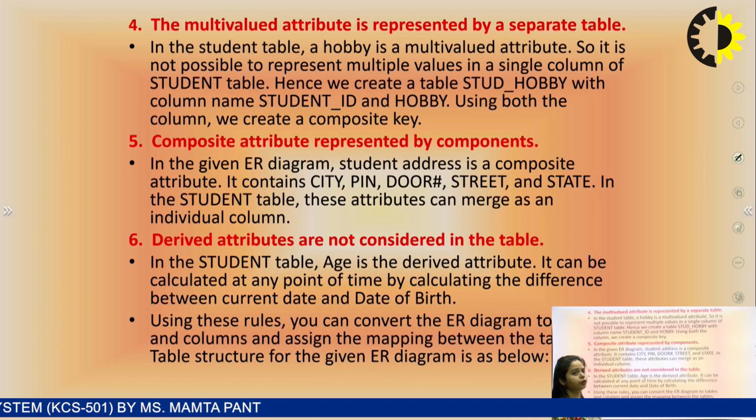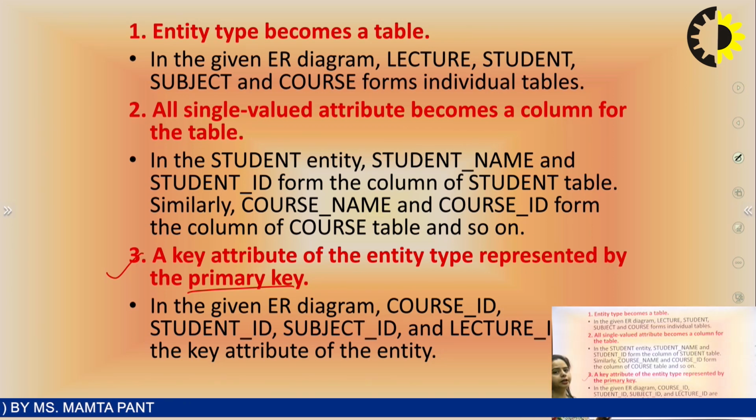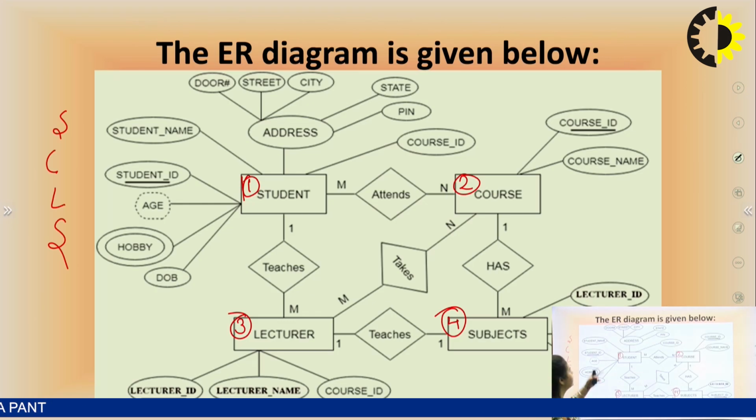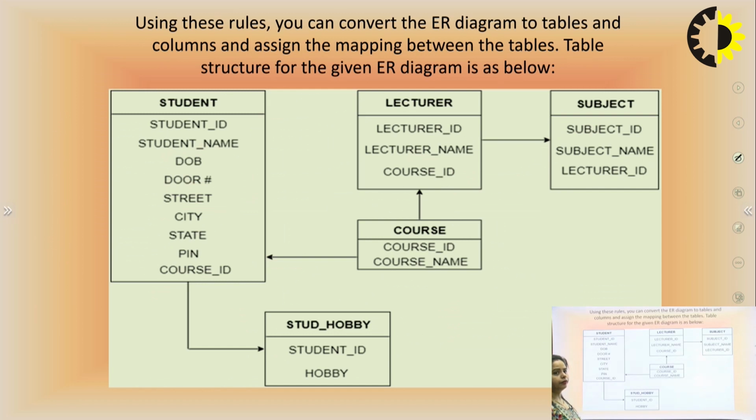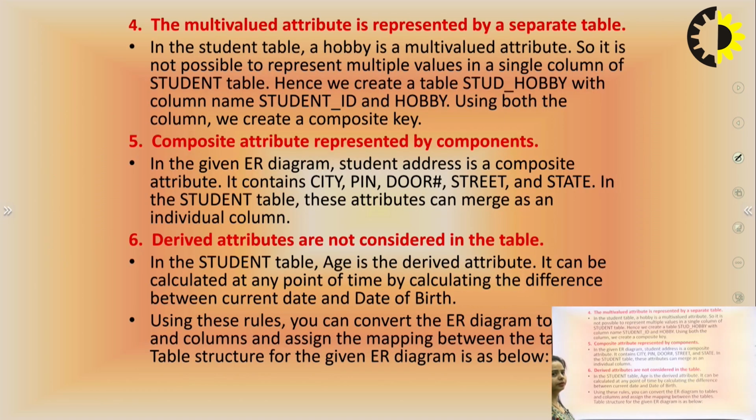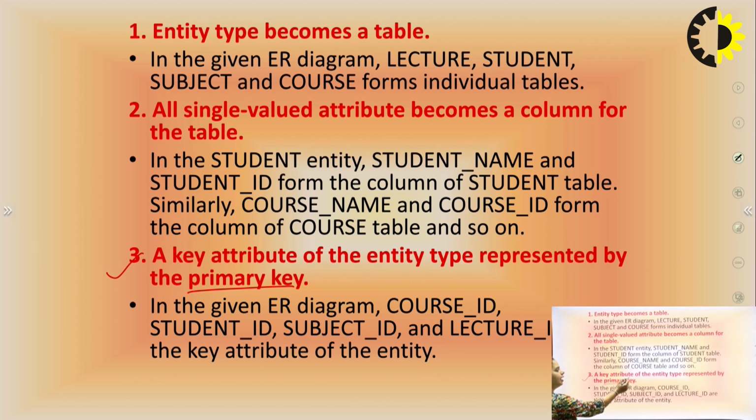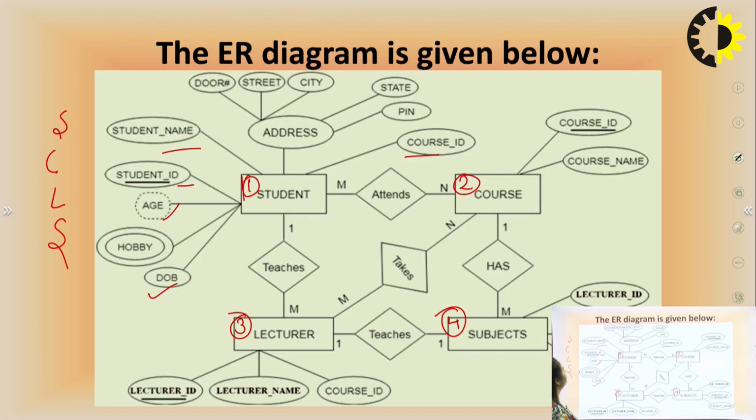Now, what was the next rule? All single valued attributes become the columns of the table. Single valued attributes are course ID, student name, student ID, age and date of birth. Okay, what is the next? The key attribute of an entity type is represented by the primary key. So what is the key attribute here? The key attribute here is of the student, so student ID will become the primary key.